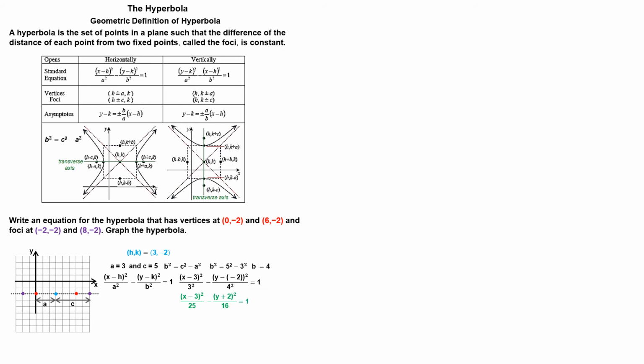To help us sketch the hyperbola, we draw the central rectangle by plotting the points (3, -2 plus 4) and (3, -2 minus 4). We then draw the asymptotes and complete the graph of the hyperbola. Let's see another example.